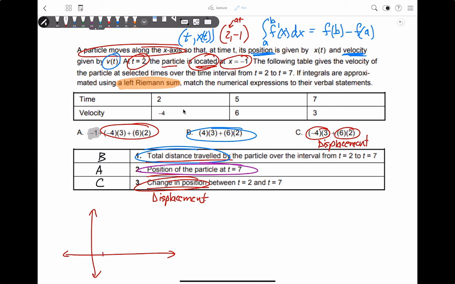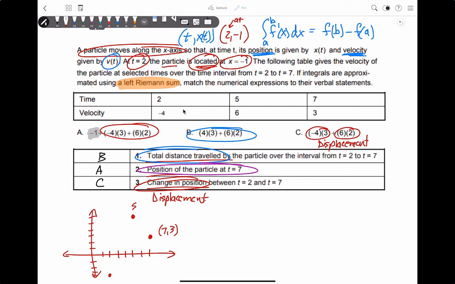Then at 5, 3, 4, 5, we're at 6. 1, 2, 3, 4, 5, 6. And then at 7, 6, 7, we're at 3. So we're looking at input, output.